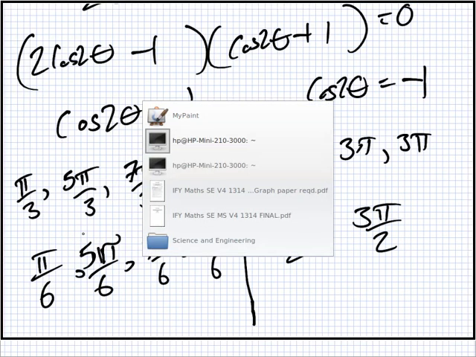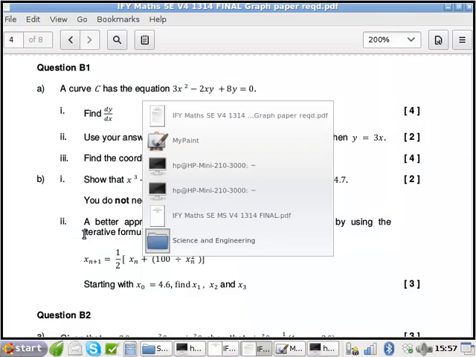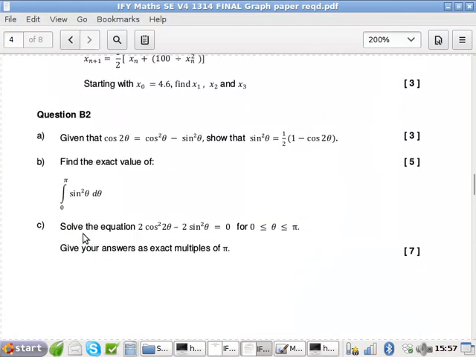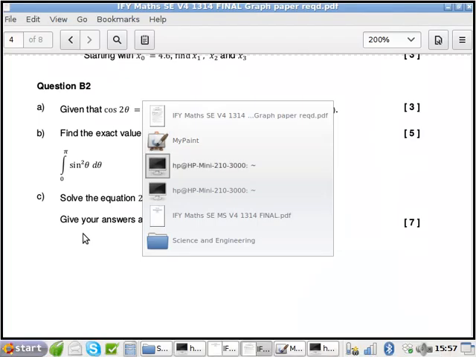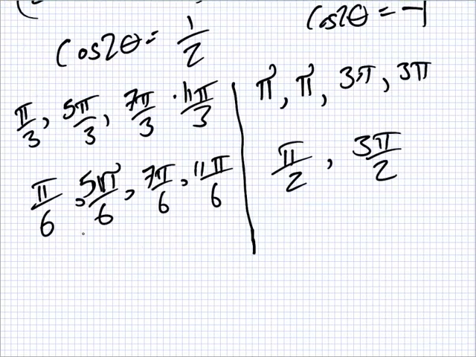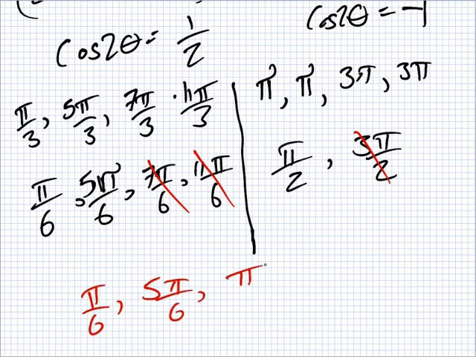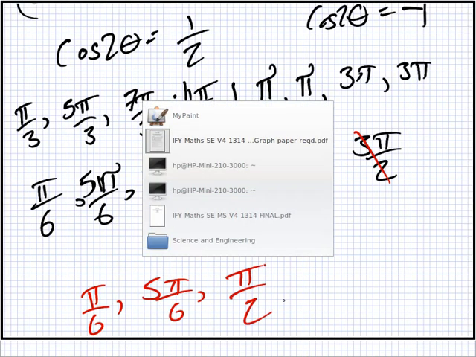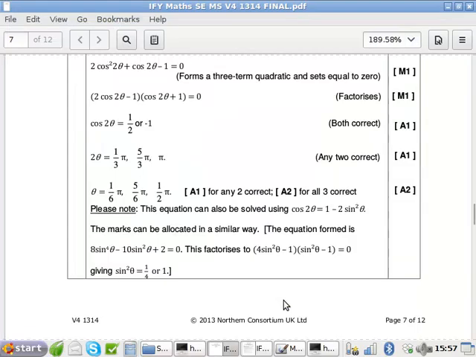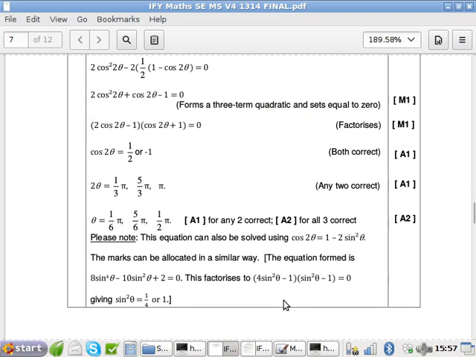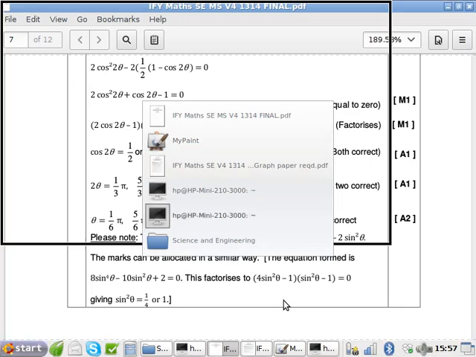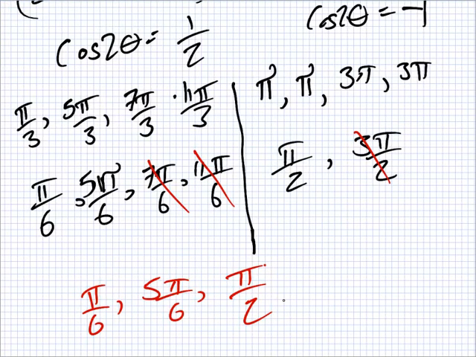Now, have we any restrictions in our answers? 0 to pi. So we have to reject some of these answers. Which ones to reject? The ones that go past pi. The answers are pi over 6, 5 pi over 6, pi over 2. Yeah, 3 answers. And I have those 3 answers. Close.